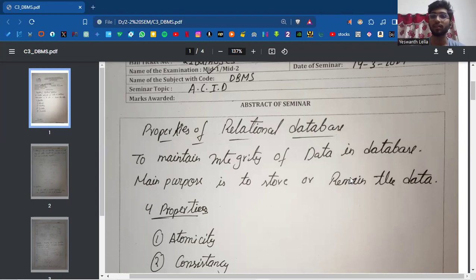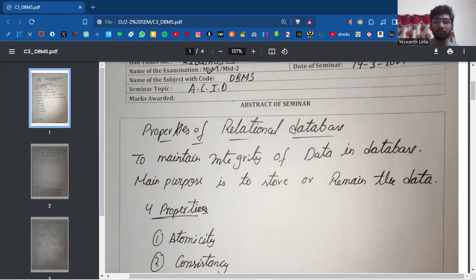Today I am going to explain a topic from database management system, which is ACID properties, properly known as properties of relational database. This is to maintain integrity of data in the database. The main purpose is to store and retain the data. There are four properties of relational database.